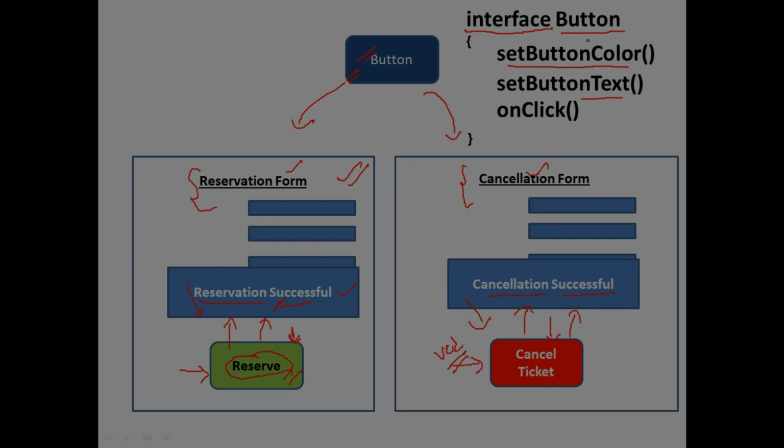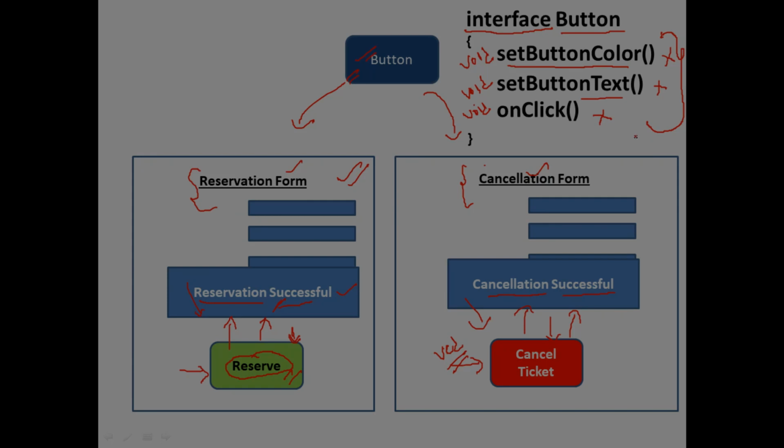See, I will not be able to give any definitions for set button color or set button text within the interface, right? Because it depends on the application. Purely, the application will implement all these methods. So you can define an interface for the button. You can put all these methods to be abstract here. That is void, set button, and things like that. So whenever you implement this button in a class, all these three implementations are mandatory: set button color, set button text, and on click.